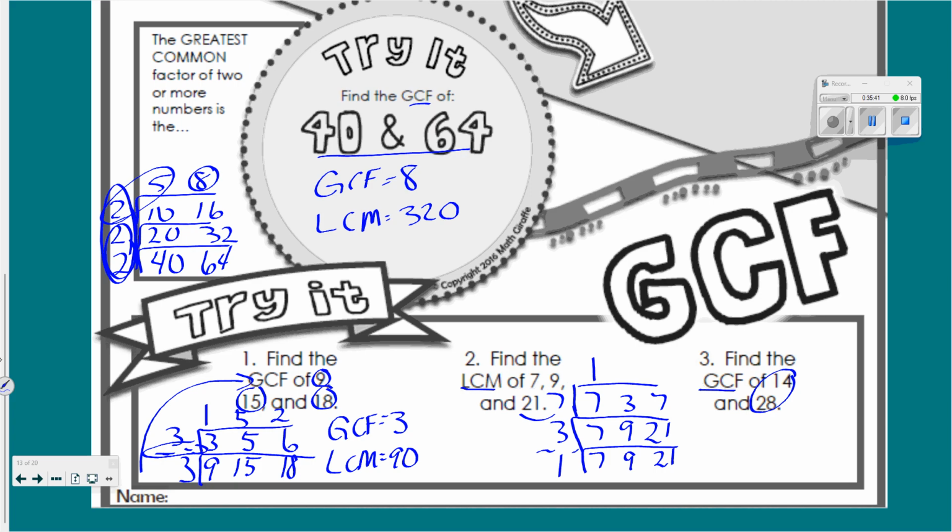Okay? Our last set, we have 14 and 28, sorry. I divide both of them by 2. That gives me a 7 and a 14. And I divide both of those by... no, by 7. Guys, you get the idea?